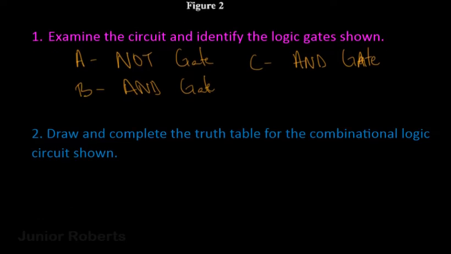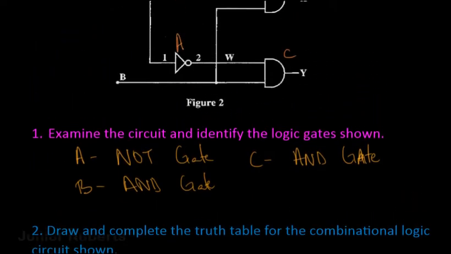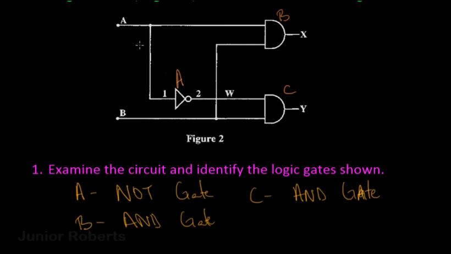The question wants us to also draw and complete the truth table for the combinational logic circuit shown. So let's look back at our circuit. We have 2 inputs, input A and input B, and we have 2 outputs, X and Y. And we have a single secondary input, which we can label W. So we're going to have these as our headings: input A, B, our secondary input, and our outputs X and Y. I'm going to go ahead and draw up the table.